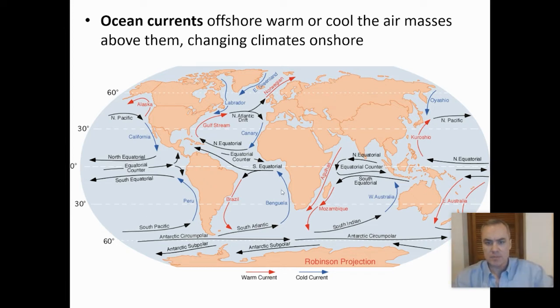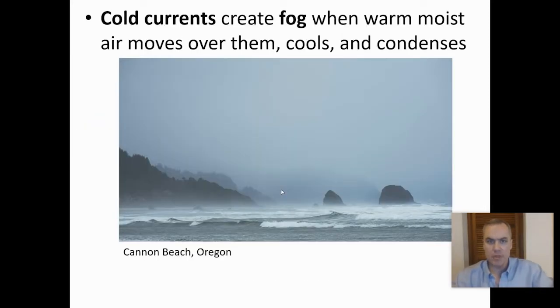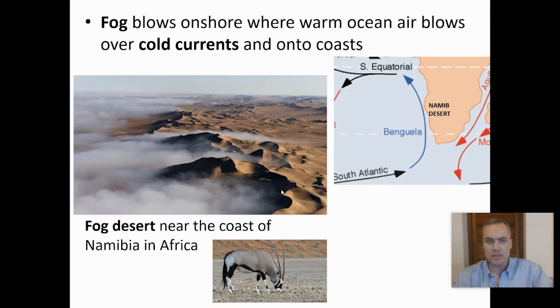So you can see any environment like that where you have the warmer ocean air crossing a cold current, you're going to get fog. And specifically in the south of Africa there, you get fog blowing onshore, and it creates a fog desert. So the Namib Desert up here is a desert because of low precipitation, and yet it gets moisture from fog coming onshore. And that moisture actually sustains life, plants and also animals in that desert.